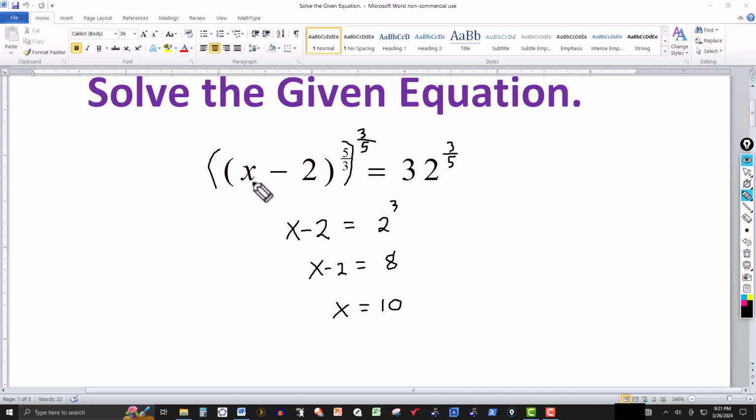And then we can check it here. Put a 10 where the x is. 10 minus 2 is 8. And then 8 to the 5/3 power. Cube root of 8 is 2. And 2 to the 5th gives me 32. There's my check.